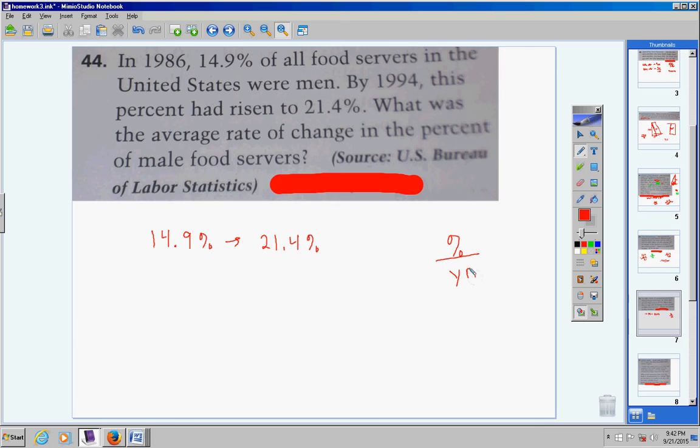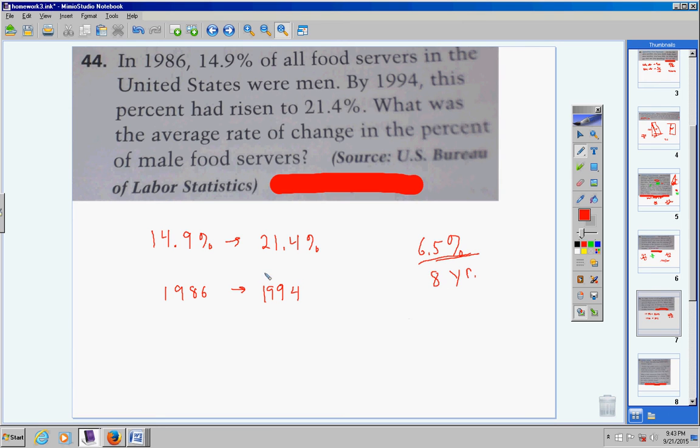Okay, so we're going from 14.9 to 21.4%. Now, in the years we're looking at, it went from 1986 to 1994. Alright, so here we go. Now, if I take 21.4 minus 14.9, I get 6.5. So the difference here is 6.5%.